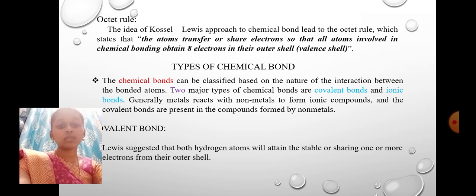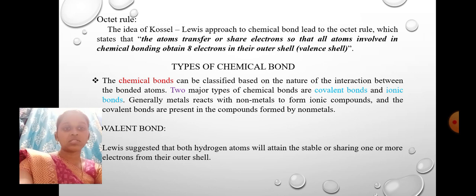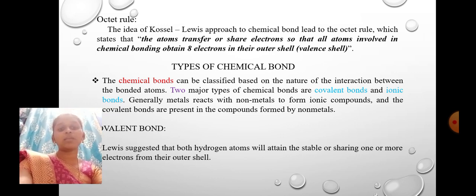There are two types of chemical bonds. One is the covalent bond, and the other is the ionic bond. They are classified by the nature of the interaction between the bonded atoms. Generally a metal reacts with a non-metal to form an ionic compound, and covalent bonds are present in compounds formed by non-metals.